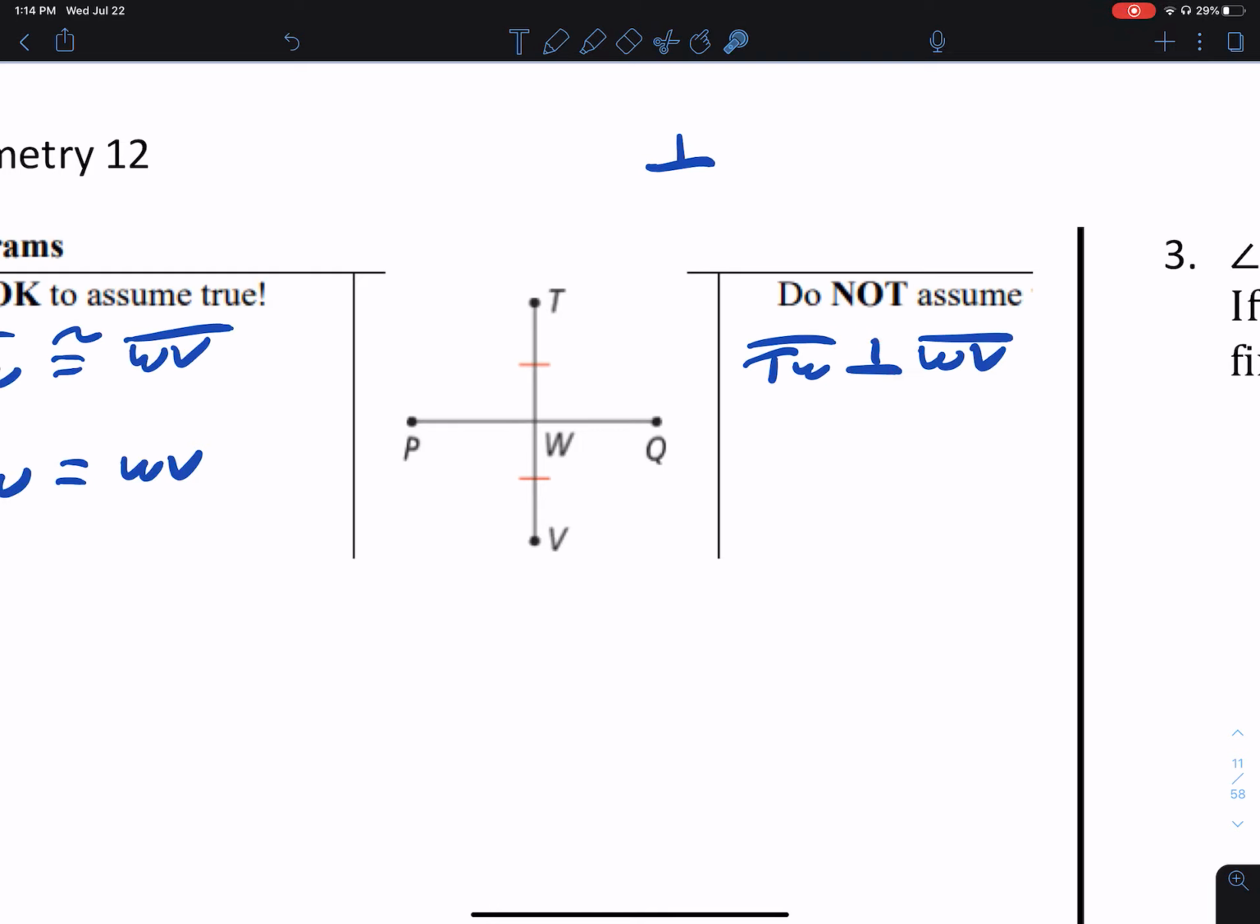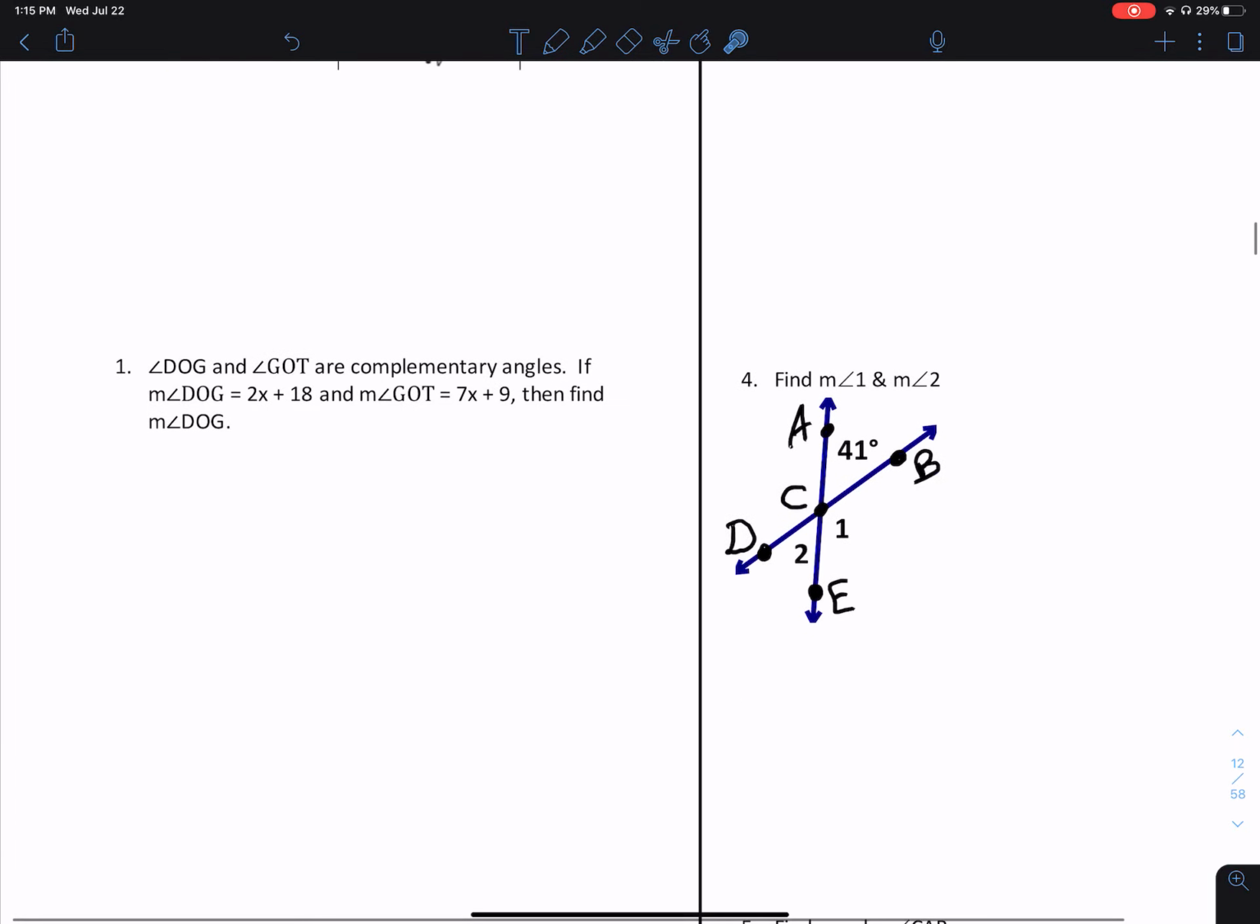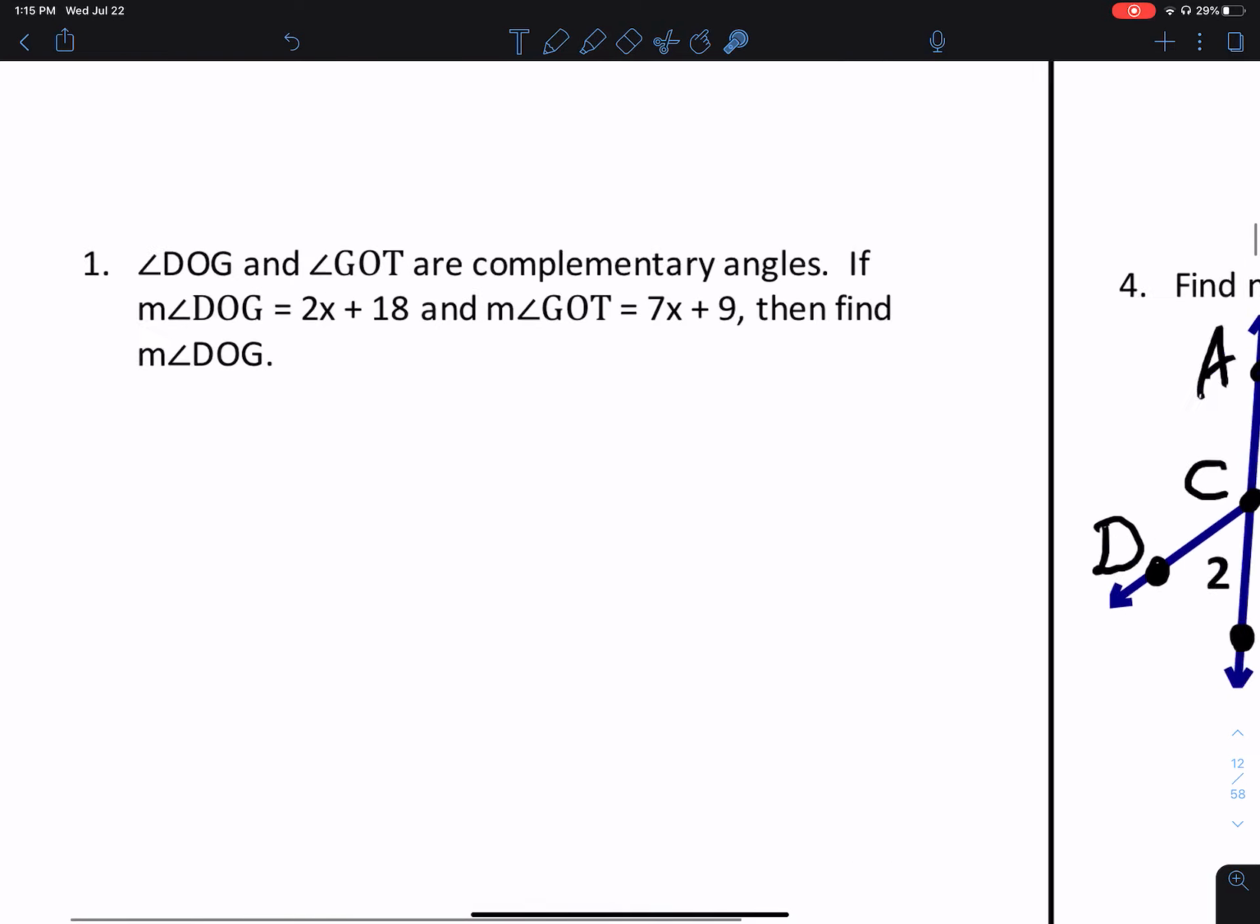We cannot assume, even though it looks like it, that PW is equal to WQ. We do not know if that's true. Does it appear these are the same length? Sure. The picture doesn't show it, so we cannot assume it. Let's look at a real example.